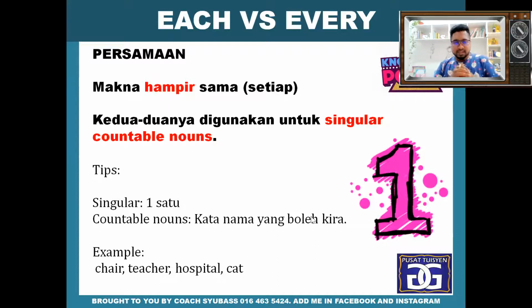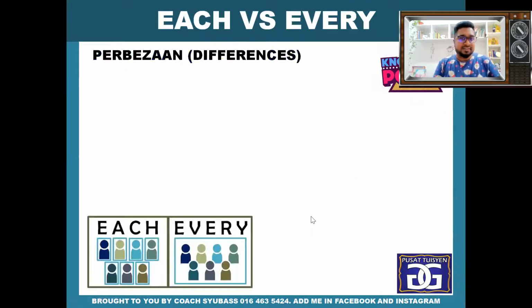How to double check this? How to be sure? Easy. If it's countable, you can just add s to turn it into plural. Chair can be chairs. Teacher can become teachers. Hospital, hospitals. Cat, cats. So these are all countable nouns. Countable nouns can become plural. Okay, so you know the similarities, persamaan. Now let's look at the differences.